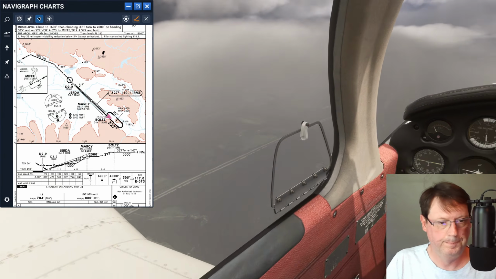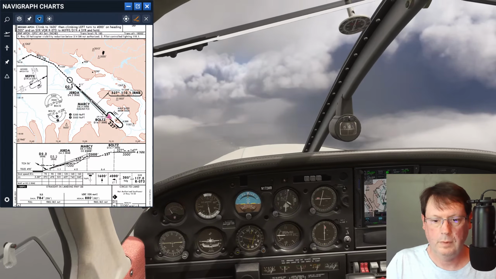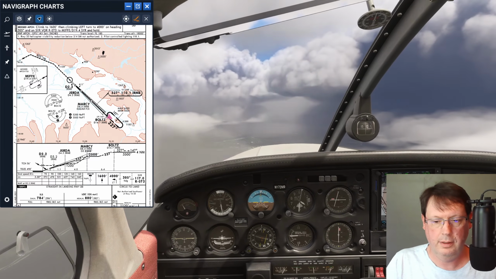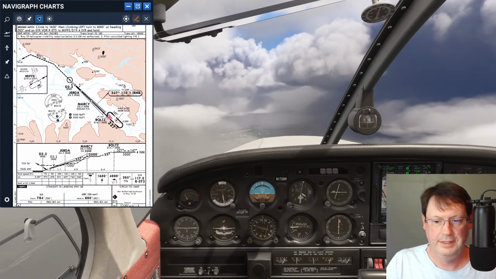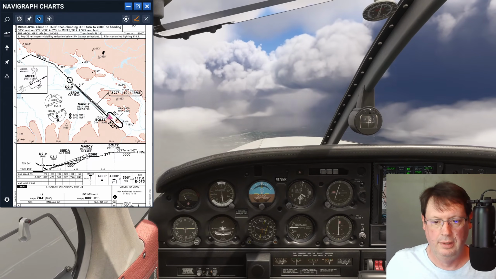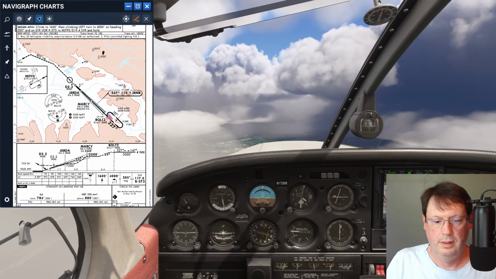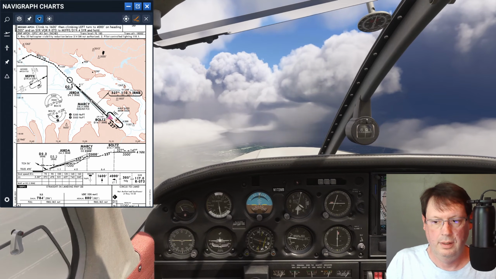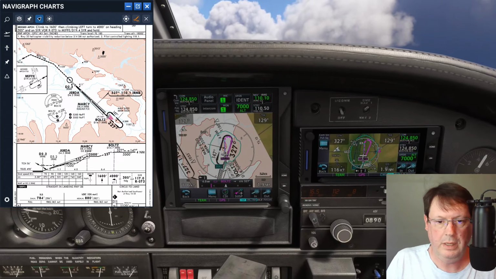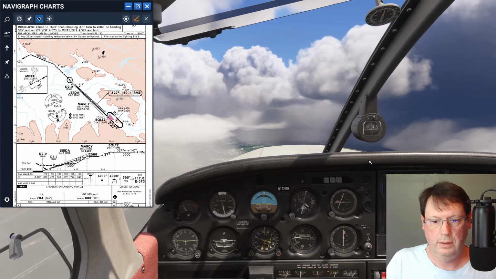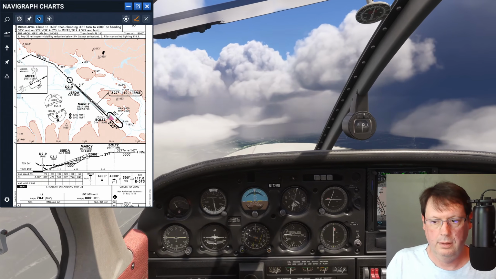There's the thruway. This is like right back to my instrument training days. I did this so many times, this exact approach. And you can see that it's a big hold. I mean, we've got plenty of room. Got 2 more miles here.